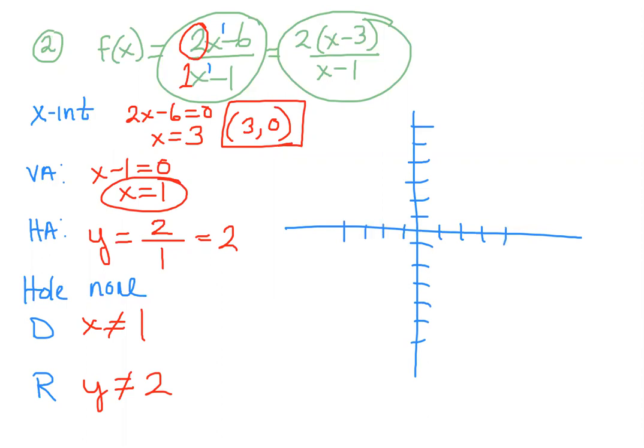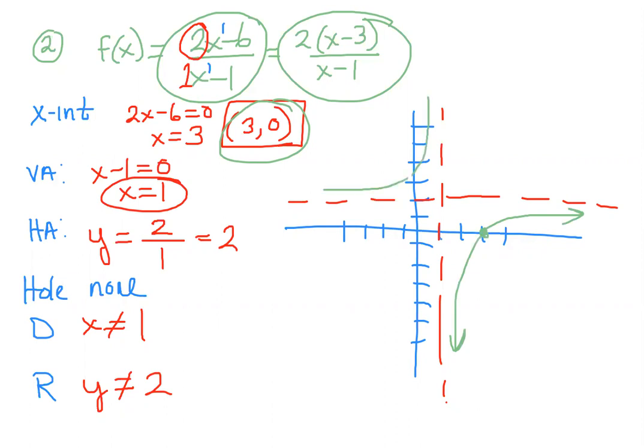And we have x equals 1, y equals 2, and we have a point of 3, 0, 1, 2, 3, 0. So we know that it's going to look something like this. So that means our other part has to go there. And that's the answer to number 2.